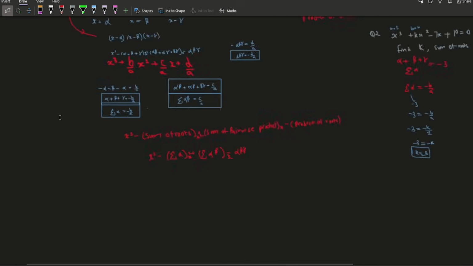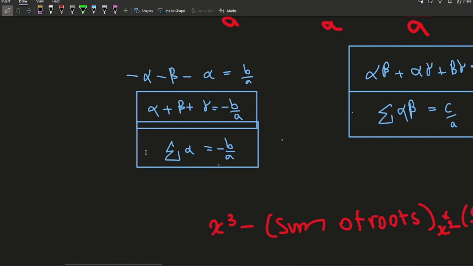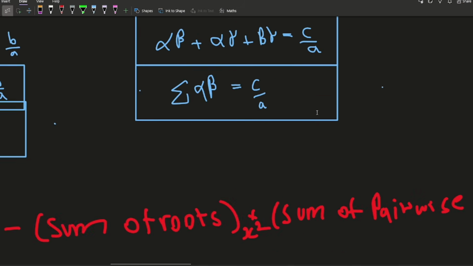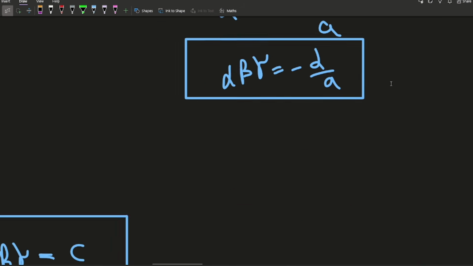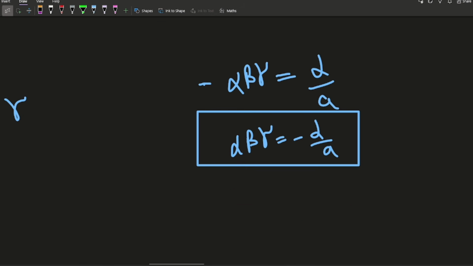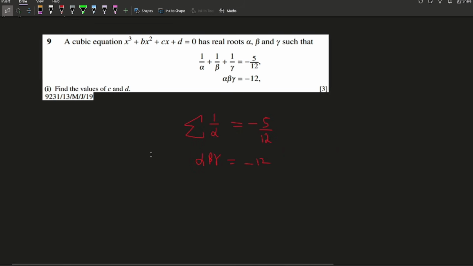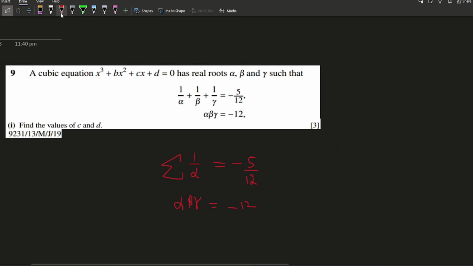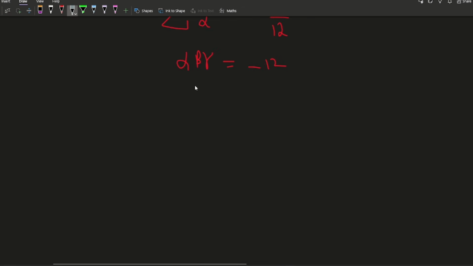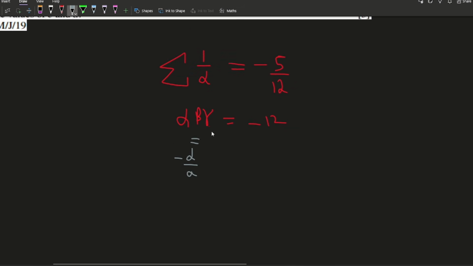Sum of roots is equal to minus b over a. Sum of pairwise roots is equal to c over a, right? And product of roots is equal to minus d over a. So let's get back to this. So as you know, the product of roots is equal to minus d over a.